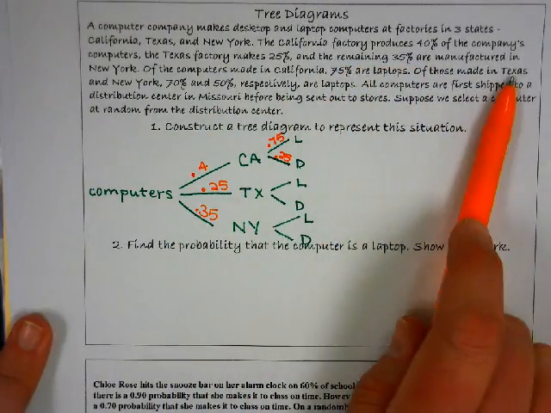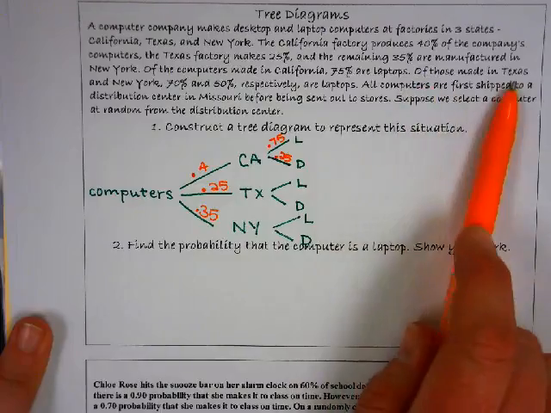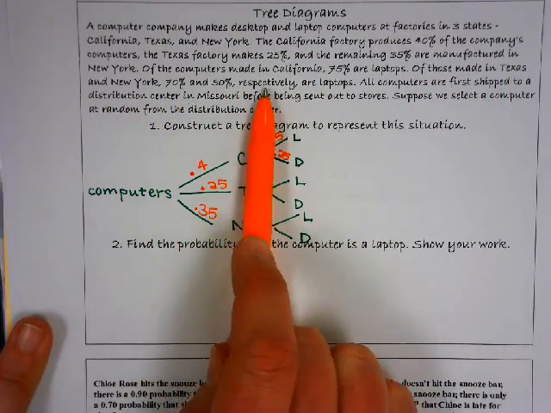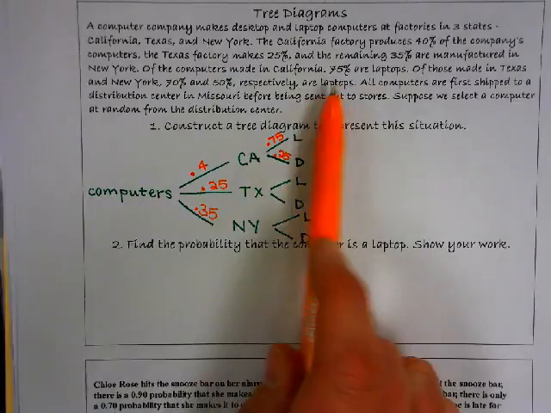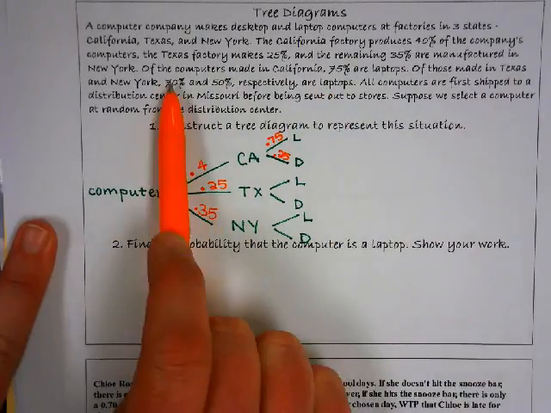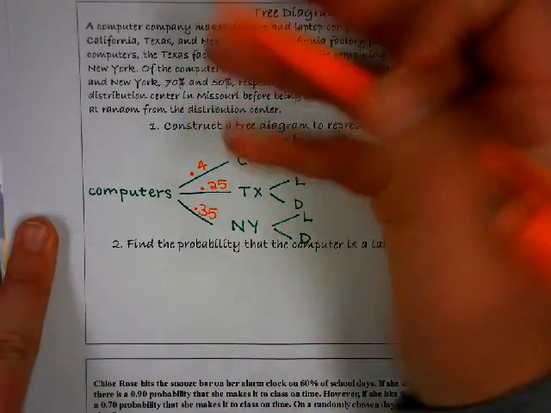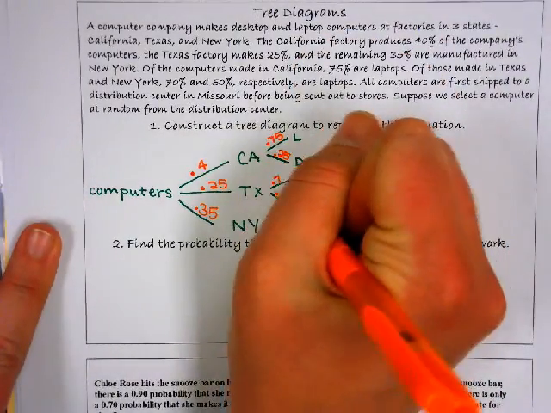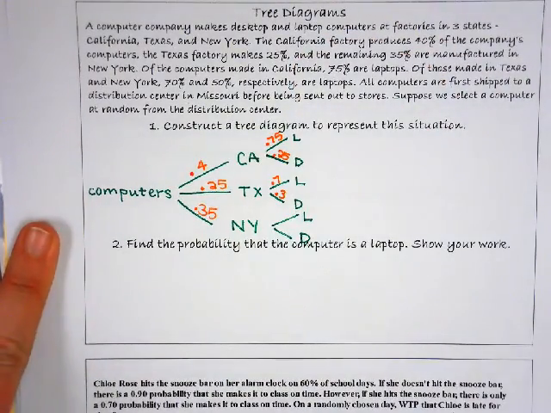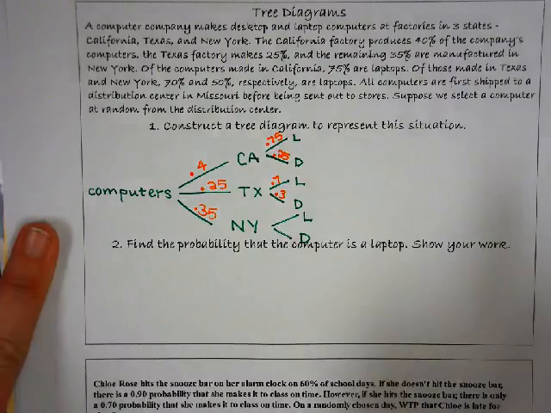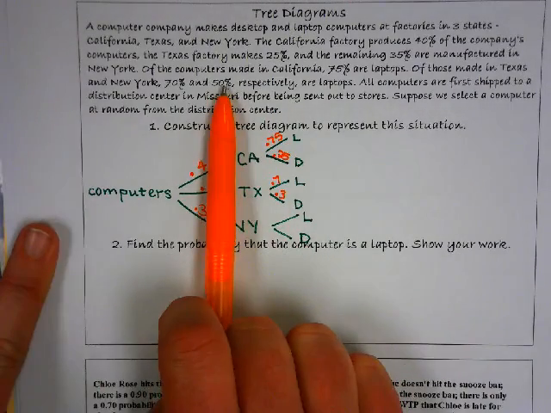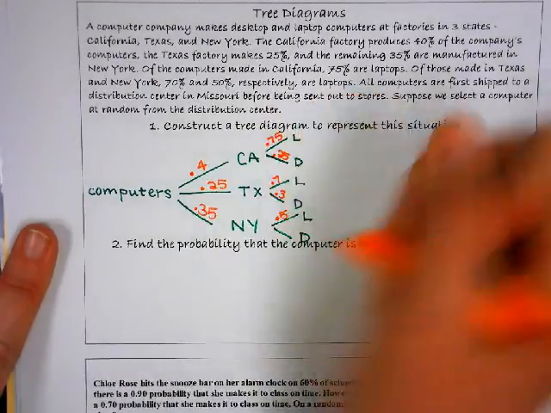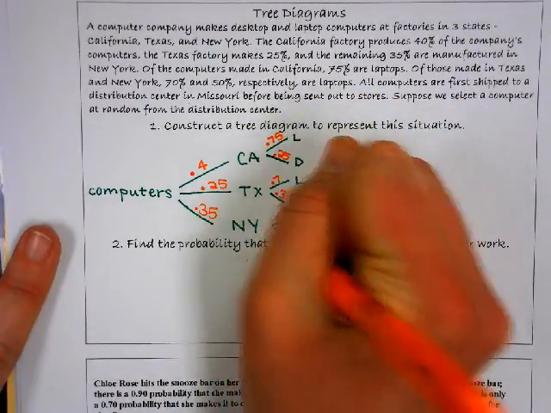Then it tells us those made in Texas and New York, 70% and 50% respectively, are laptops. So Texas makes 70% laptops, which means 30% are desktops. And then we have 50% for New York, so 50% laptops and 50% desktops.